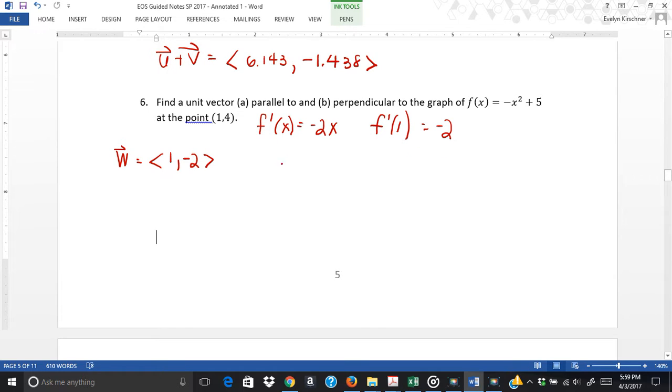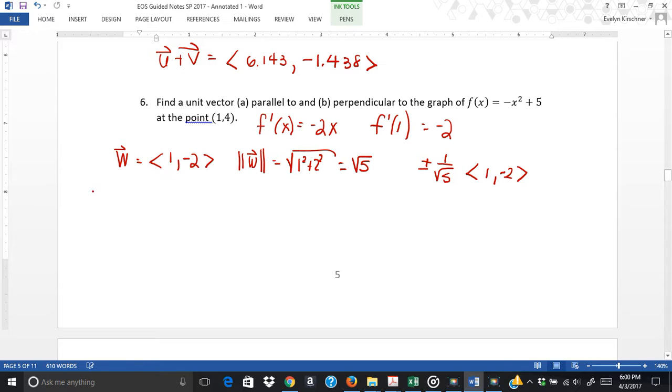So I have that, and so my magnitude of w, because I want a unit vector, I need to know that, is the square root of 1 squared plus 2 squared, or radical 5. And that tells me that my unit vector is going to be parallel. It's going to be plus or minus, because there's a squared here, right? There's 2 values. Plus or minus 1 over the magnitude times that w.